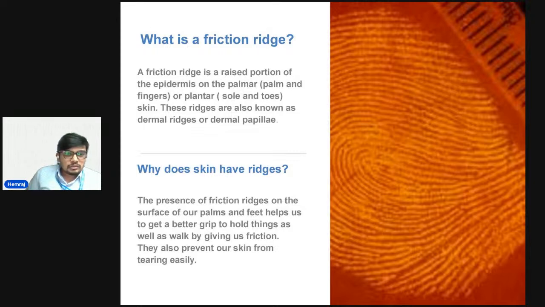These ridges are also known as dermal ridges. Dermal means the skin, and they are the ridges on our skin, so that's why they are known as dermal ridges. And why does the skin have the ridges? As I said before, one of the main roles of the fingerprint is not to individually identify the person, but to produce friction on the hand so that we can use the hand properly and we can grasp and hold things very properly.